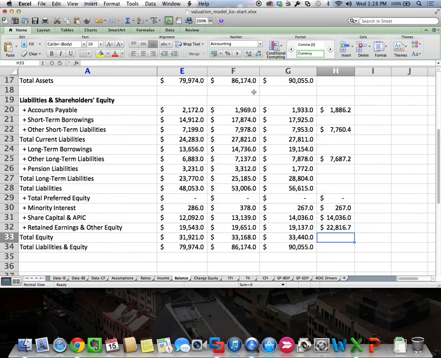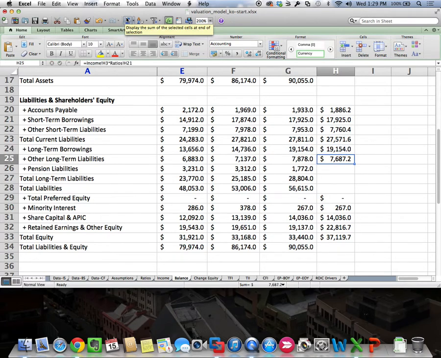If I sum these four items up, that gets me my total equity, 37,119.7. Next, I want to finish up the liabilities. Short-term borrowings equal the previous year. We're going to leave the debt alone. Current liabilities, sum the three. Long-term borrowings equal the previous year. Pension liabilities equal the previous year. Companies can't run pension deficits long-term. The government's not going to let you add to it. So we're going to start with the existing pension and leave it alone.